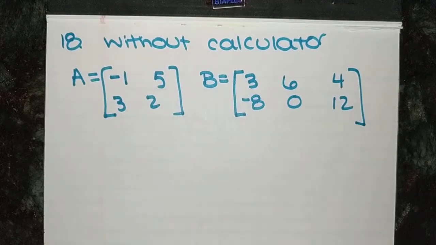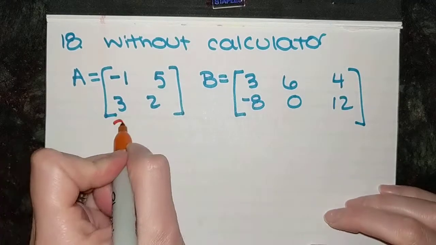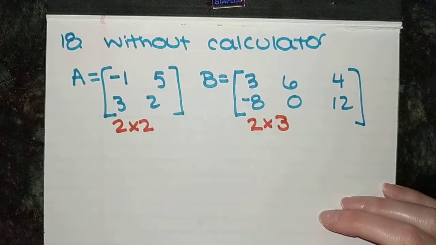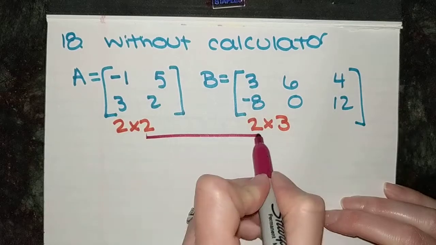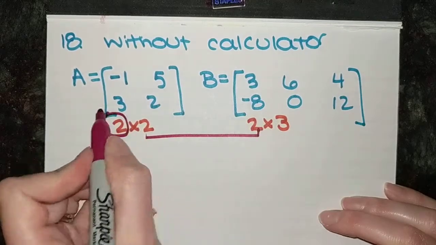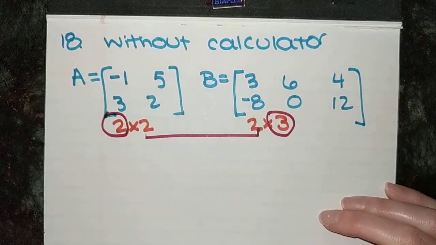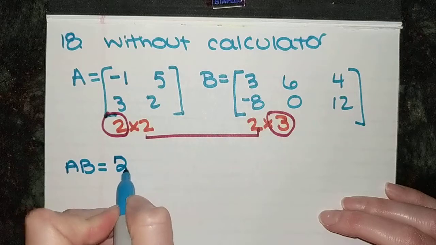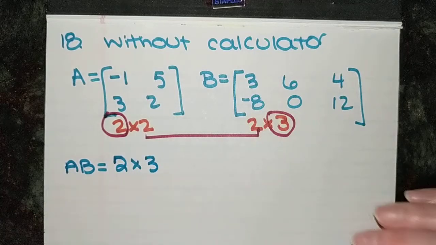So the first thing you have to make sure of is that their product is actually defined. So A is a 2 by 2 matrix, B is a 2 by 3 matrix. And what you're after is that these inner dimensions are the same, and they are, and so that means that your resulting product will be a 2 by 3 matrix. So A times B is going to be a 2 by 3 matrix.